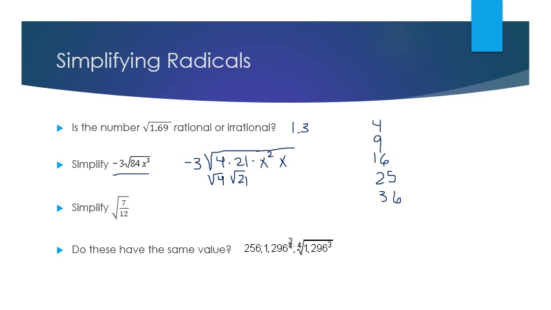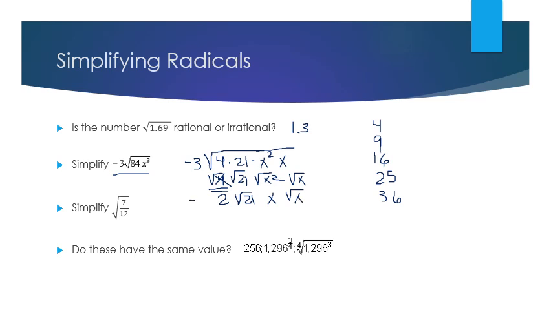Now remember, you can break this up into the square root of 4 times the square root of 21 times the square root of x squared times the square root of x. And the reason I did that is because I know that the square root of 4 is 2. So I don't need that anymore. The square root of 21, however, is simply square root 21. The square root of x squared is x, so it can come out of the bracket. And then I have one remaining x inside the bracket.